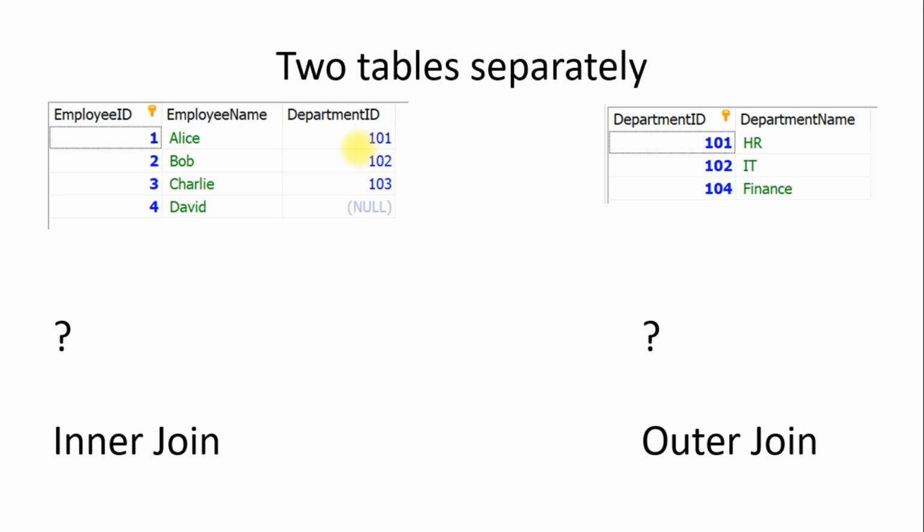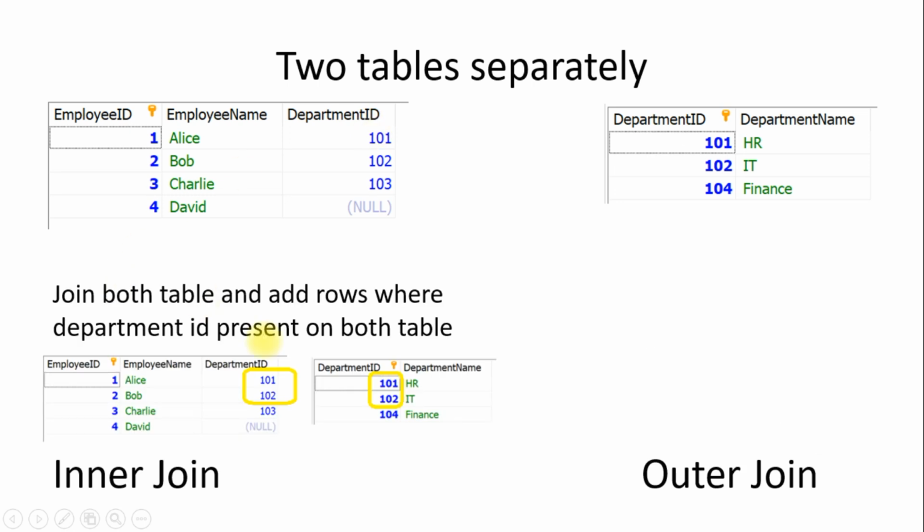In case of inner join, it will compare the common column. For example, we have 101 on both tables, 102 on both tables, but 103 is not there on the right hand side table, and 104 is not on the left hand side table. In this case, inner join will take all the rows that have department ID on both the tables. You can see we have both 101 and 102 on both the tables.